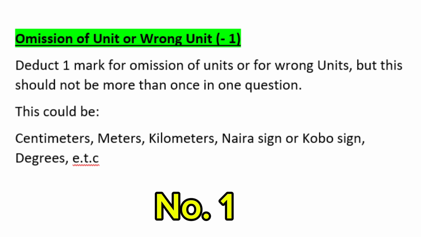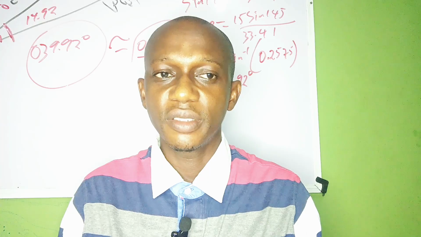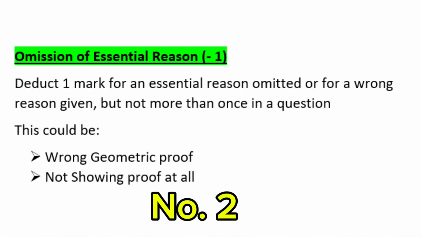The second point is omission of essential reason. That should be -1. Deduct 1 mark for an essential reason omitted or for a wrong reason given, but not more than once in a question. This could be a wrong geometric proof or not showing proof at all. Let's look at an example there.